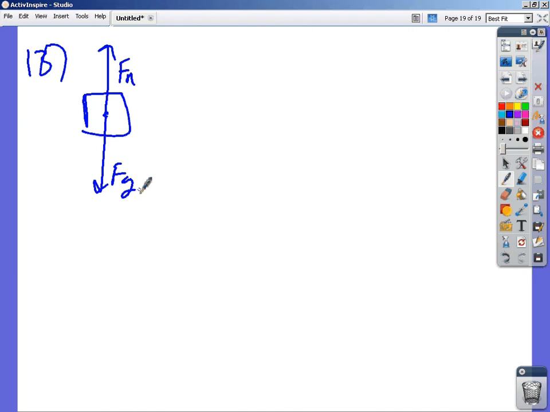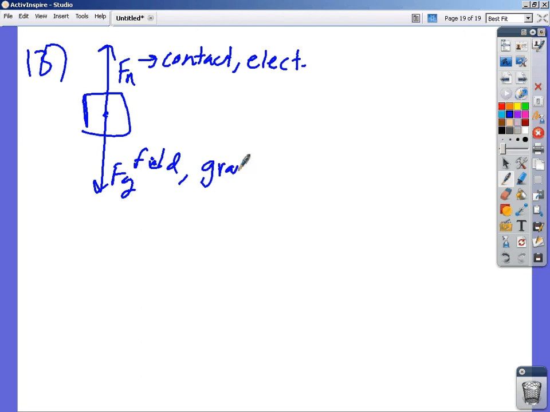Electromagnetic. The force of gravity, we didn't really talk about this. This is a field force, meaning that it operates at distances. This is a field force, and it's gravitational. And what we learned in my class today is with Newton's third law, for those pairs to work, they have to be the same exact type of force. So this is not an example of Newton's third law.